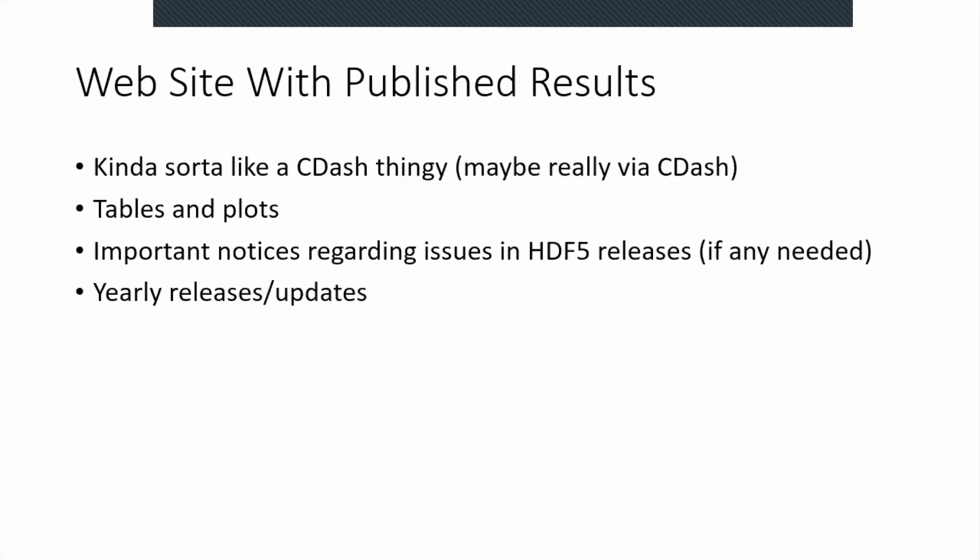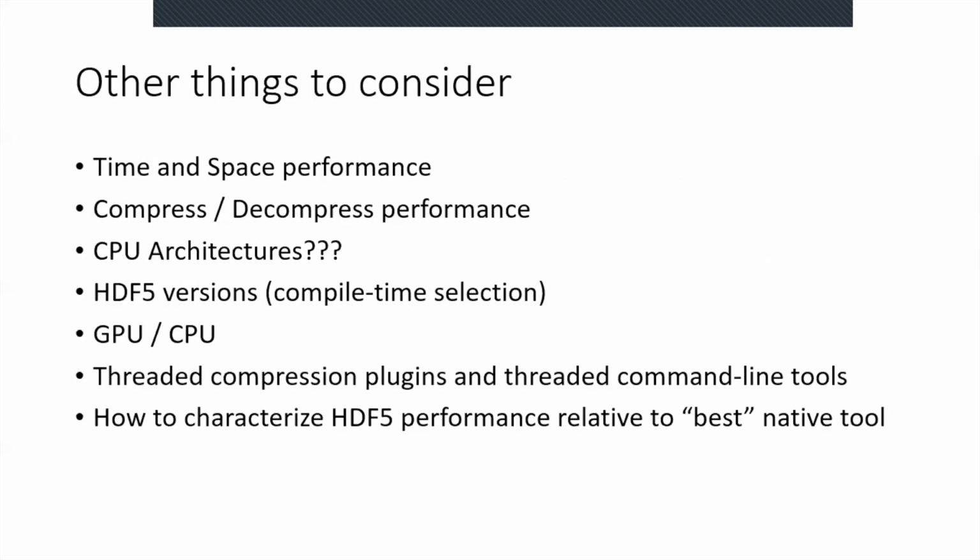So the idea is to have a website with published results. That's very easy to do with something like GitHub Pages and Jekyll. I'm not sure, but basically tables of data and plots, maybe where they make sense. Curve plots, and then possibly important notices regarding HDF5 releases, and if any issues are discovered that people need to be aware of. And then maybe do this on a yearly basis, update the results and add new plugins as they become available to the list.